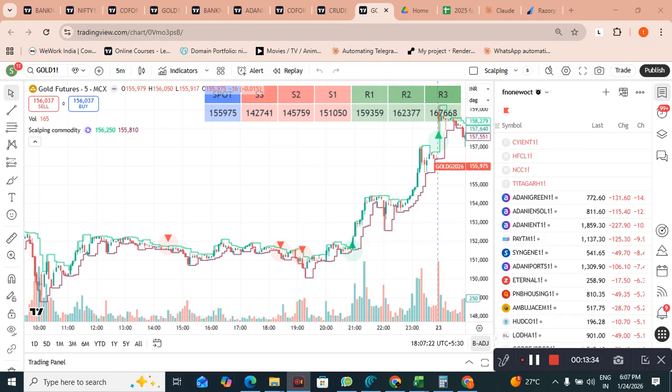All these signals we are giving even on Telegram. Automatically, whenever some signal is generated, if a gold signal is generated, it will go into the gold group. Crude signal generated, crude group. Option signal is generated in the option market. Index signal is generated in the index market.